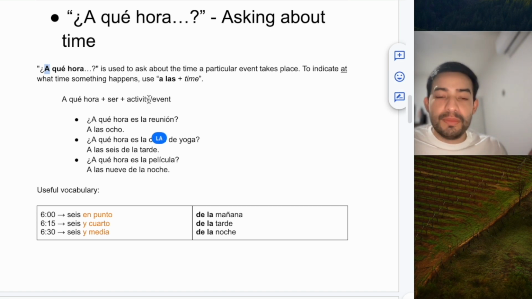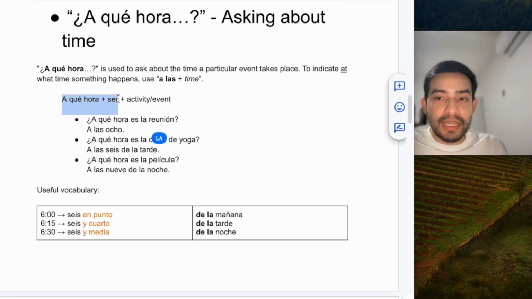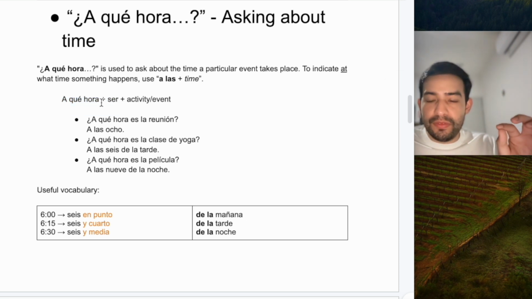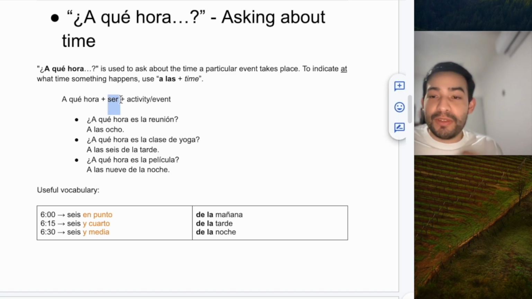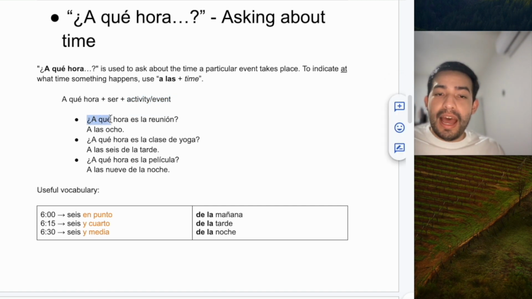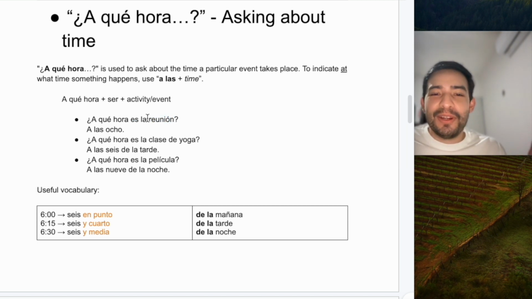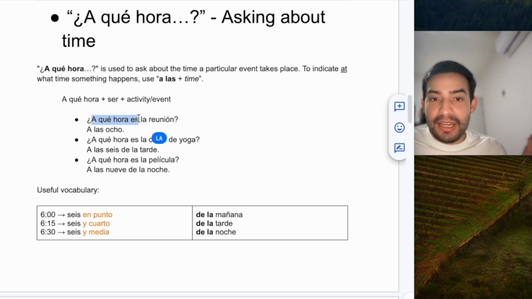So let's look at some examples. The basic structure is a qué hora plus the verb ser for now, because that's the only one we know, but you can see that you can change this verb for any other verb and it would probably be okay, right? But for now, let's just focus on ser because that's the one we have studied before, plus an activity or an event. Por ejemplo, ¿a qué hora es la reunión? Means what time or at what time is the meeting, a meeting. So at what time is the meeting?